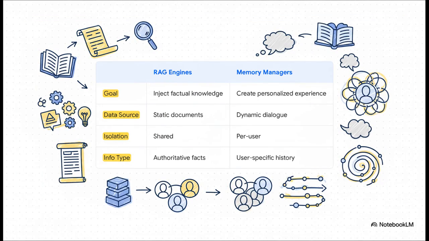And this chart really breaks it down for us. You can see RAG pulls from static, public documents to inject facts. Memory, on the other hand, is built from your own dynamic conversations and is completely private to you. The takeaway is really that simple. RAG makes an agent an expert on facts. Memory makes it an expert on you.